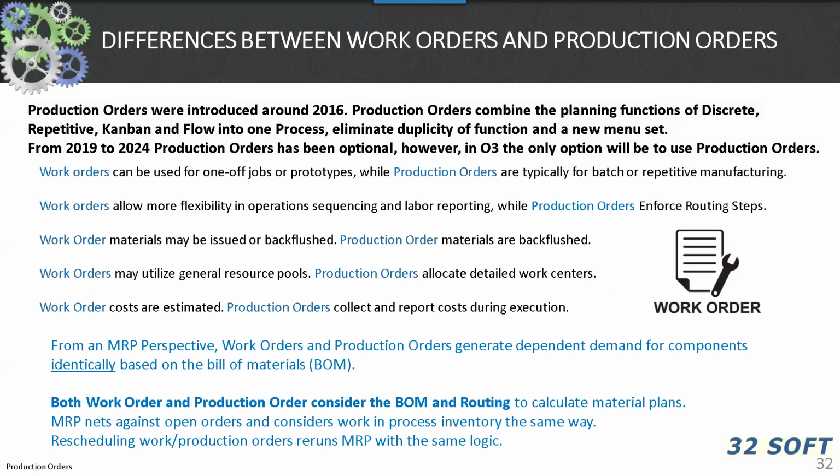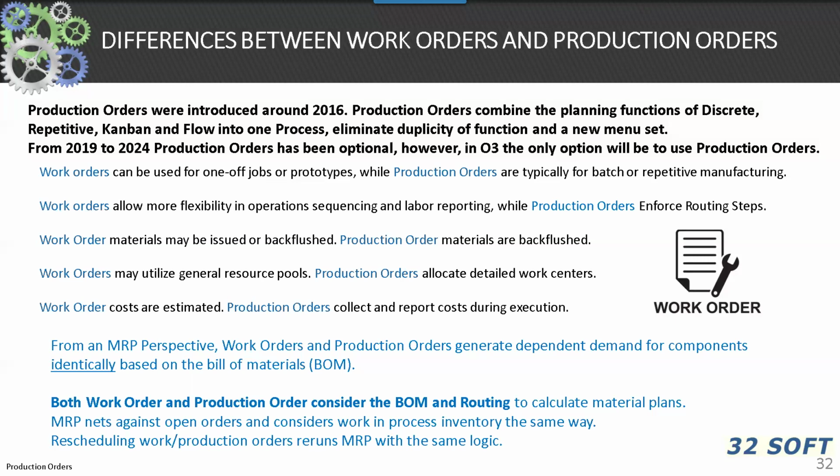Just a few words about the difference between work orders and production orders. Production orders were introduced around 2016 by Guido and Carrie Ann and Brent, and production orders were to combine the functions of discrete work orders, repetitive, Kanban, and flow into one process, eliminating the duplicity of function and a new menu set. From 2019 to 2024, production orders have been optional. However, we heard this at MUG just last month. In 03, the only option for you will be to use production orders.